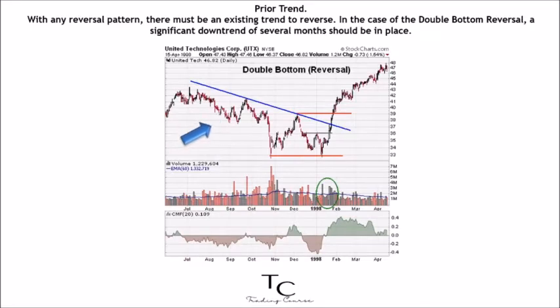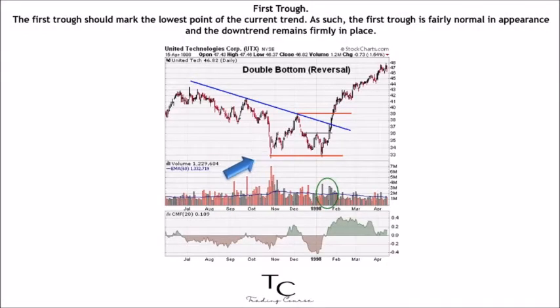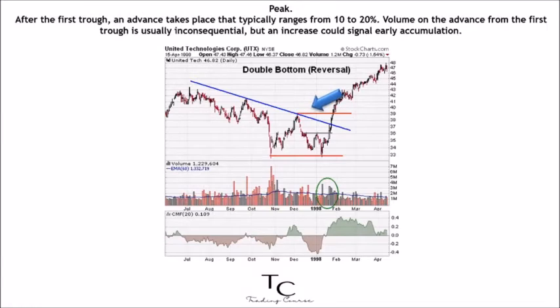Prior trend. With any reversal pattern, there must be an existing trend to reverse. In the case of the double bottom reversal, a significant downtrend of several months should be in place. First trough. The first trough should mark the lowest point of the current trend. As such, the first trough is fairly normal in appearance and the downtrend remains firmly in place.